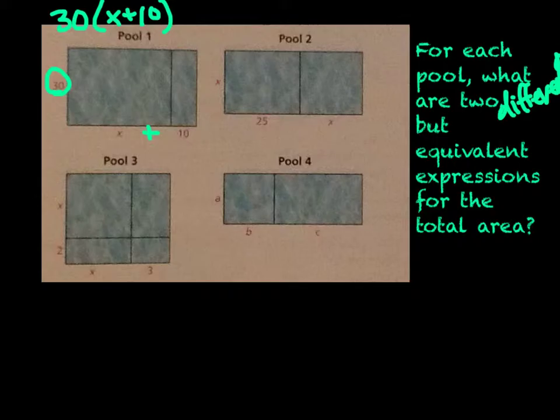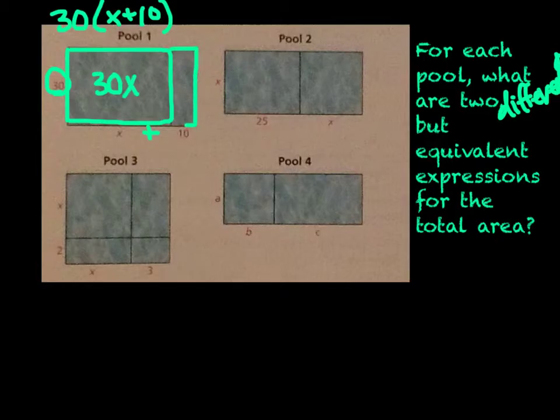Or we could also look at this and say, well, the area of this portion is base times height, so we have 30 times x, or 30x. And this other portion right here is 30, once again, times 10. So 30 times 10, which is 300. So an equivalent expression for this one is 30x plus 300. That is an equivalent expression for pool 1. So we could either say it's 30 times x plus 10, or we could write 30x plus 300.